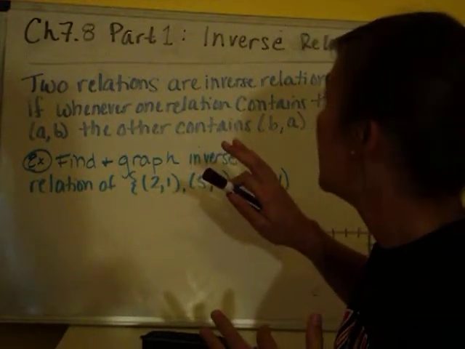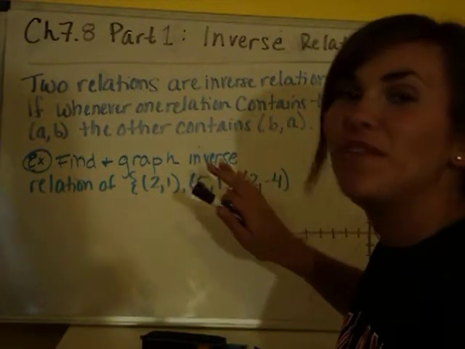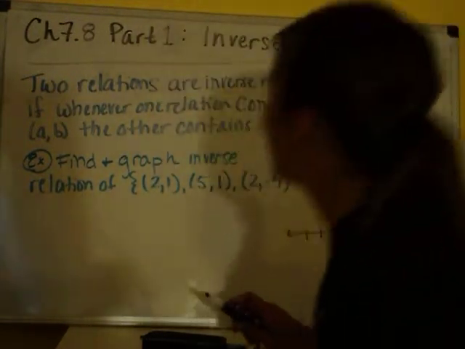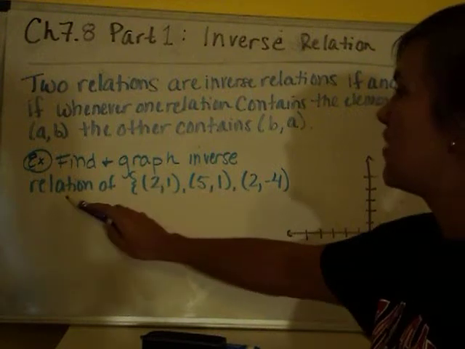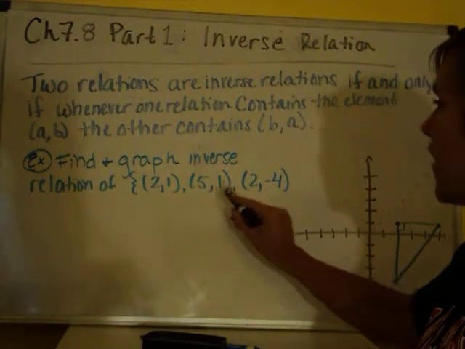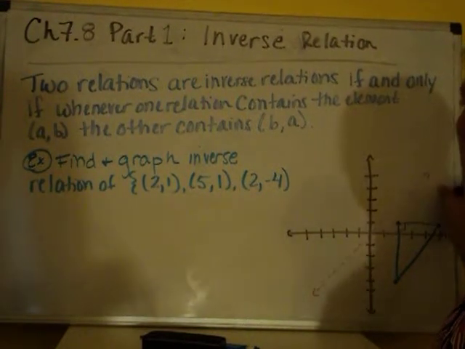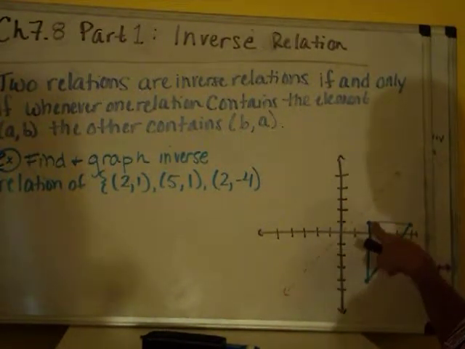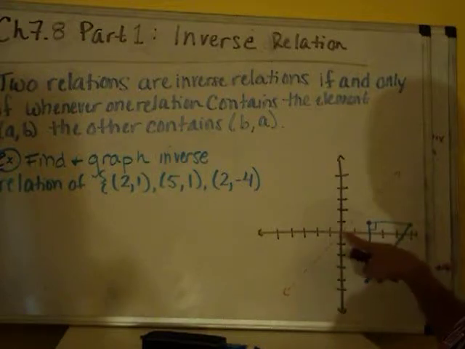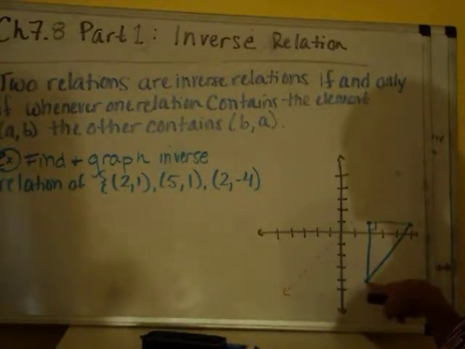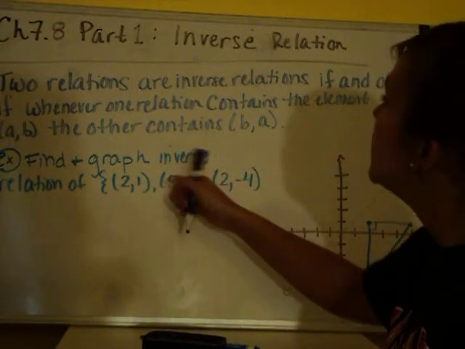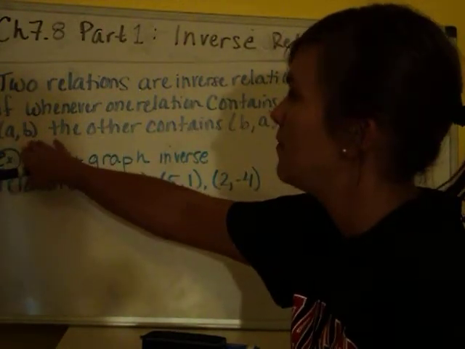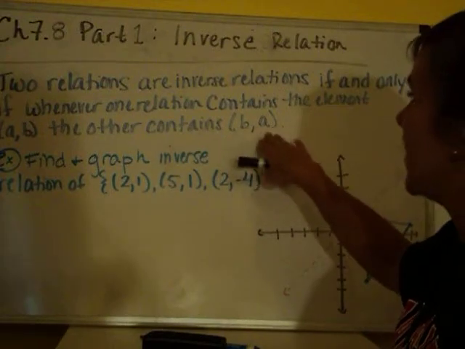This should be very easy, okay, and hopefully you'll see why in a second. Alright, so we're going to find and graph the inverse of the relation (2, 1), (5, 1), and (2, -4). You can see over here, I've already graphed (2, 1), (5, 1), and (2, -4) on this side. Okay, so this definition says if this contains the element AB, then the other must contain BA.